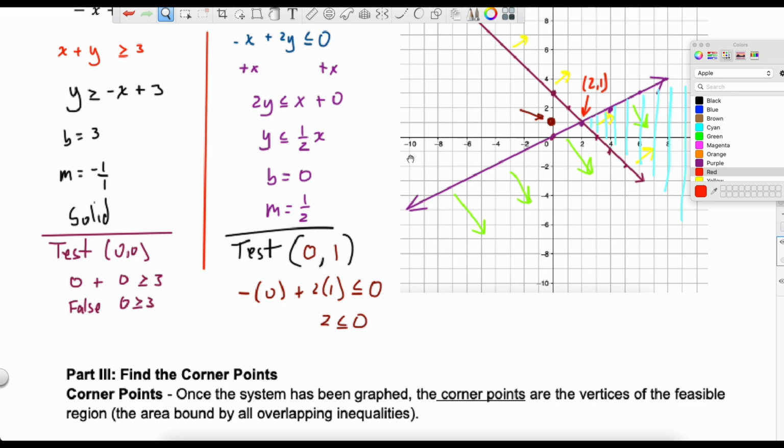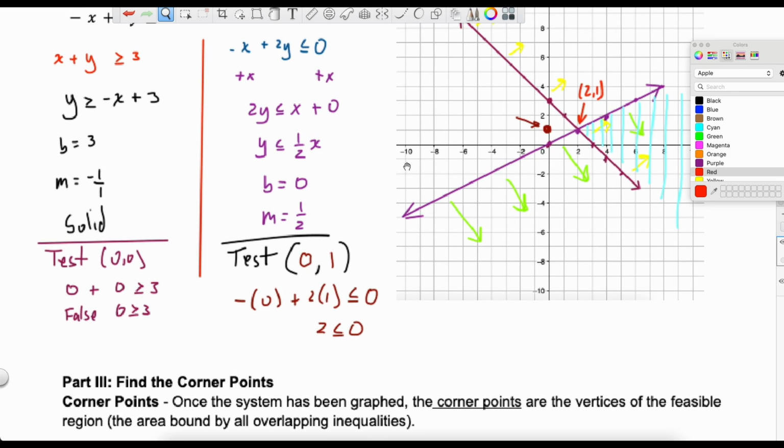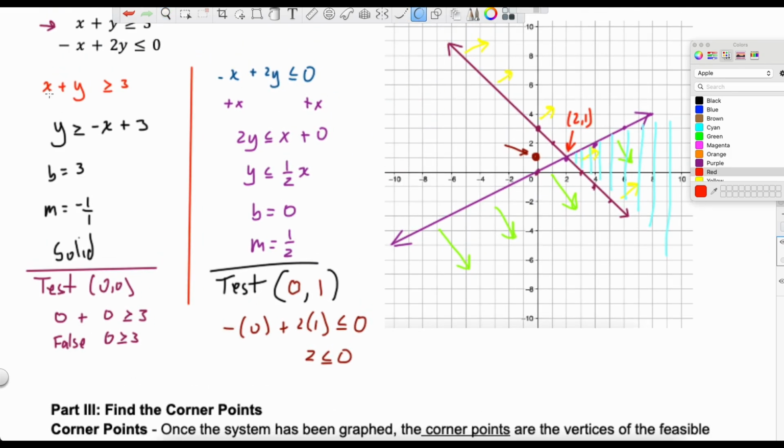And now I need a test point. So the first graph is this one right here. This is our first equation, and this one is our second equation. So in the first equation, I'm testing 0, 0. I'm putting it into the original equation, and when I put in 0, 0, 0 is not greater than or equal to 3. So on this equation, the left side didn't work.